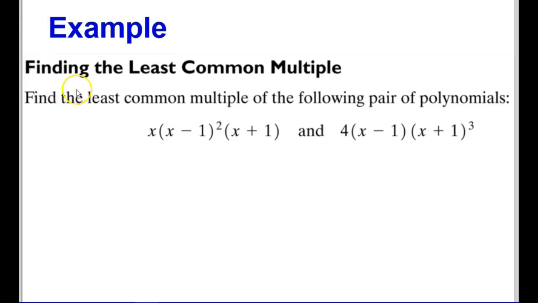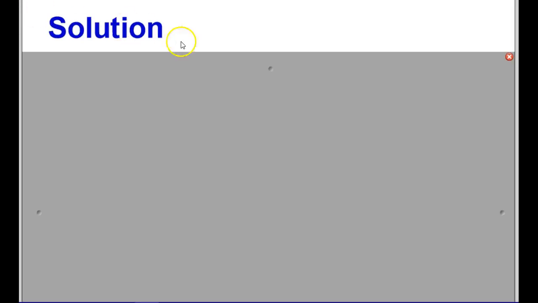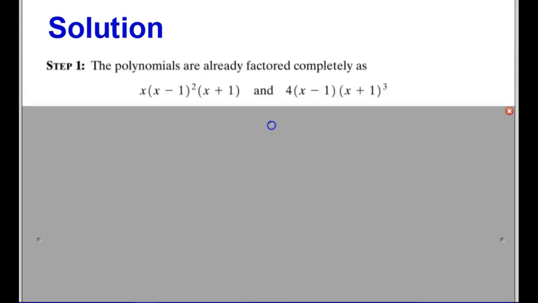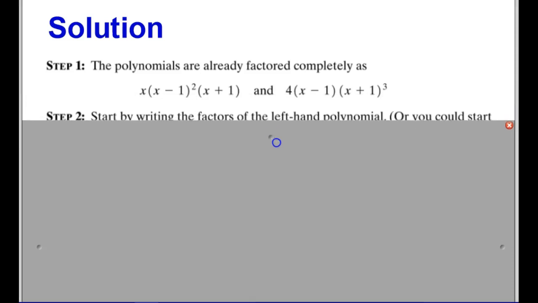Okay? So first we're asked to find the least common multiple of these polynomials. So I have x times the quantity x minus 1 squared times x plus 1, and then I have 4 times x minus 1 times the quantity x plus 1 cubed. So let's see how we can find the least common multiple. And this walks us through our steps pretty nicely. So first, we factor. These are already completely factored, so we're done there. We don't have to do anything else.